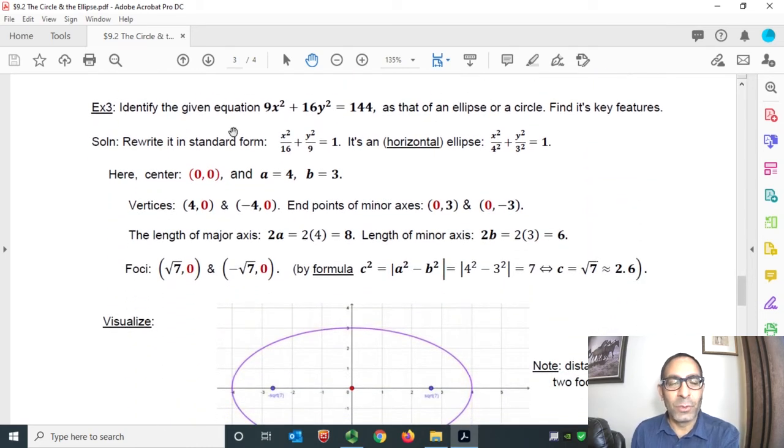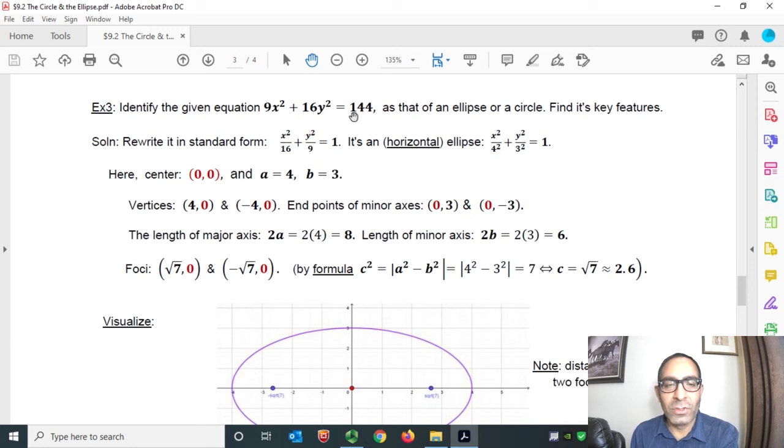Identify the given equation. The given equation is 9x square plus 16y square equals 144. Is that of an ellipse or a circle? Find its key features. So let's begin the solution. Let's rewrite the given equation in standard form. Divide both sides by 144, then it reduces to x square over 16 plus y square over 9 equals 1.